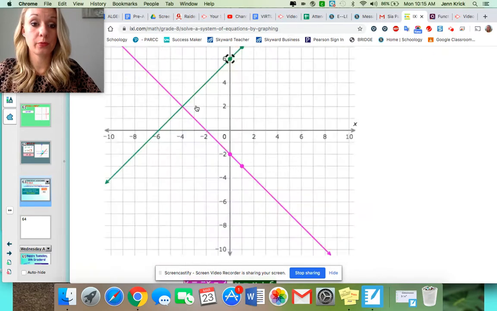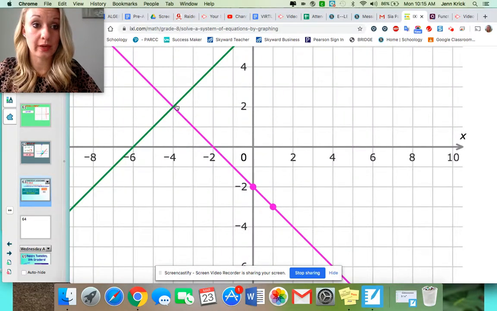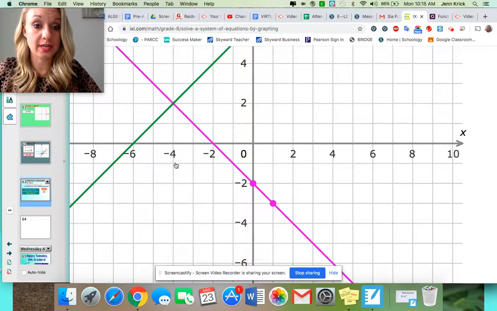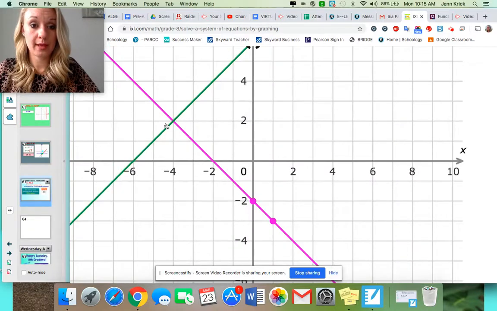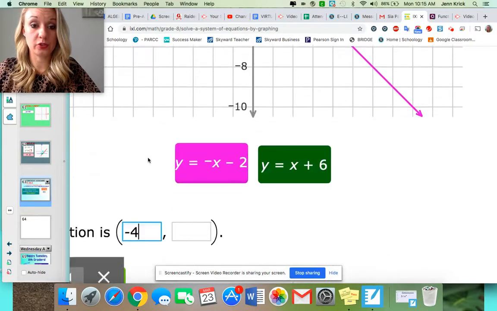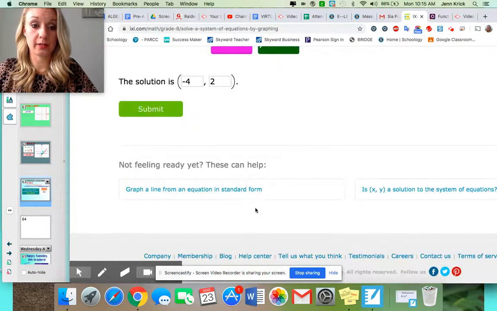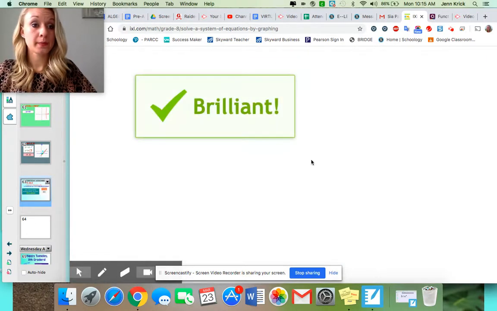Now the most important part, you need to go identify what is this coordinate pair. Well, I know that my x value is -4. And if I go over, my y value is 2. And then all you have to do is just click submit. So that's how it works.